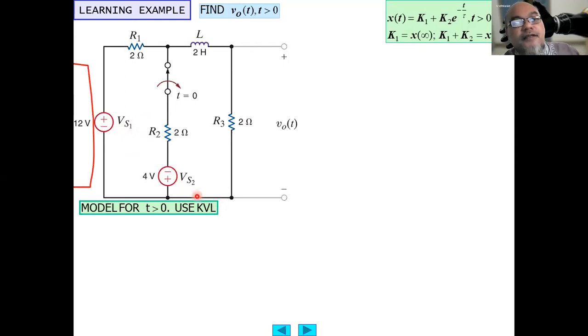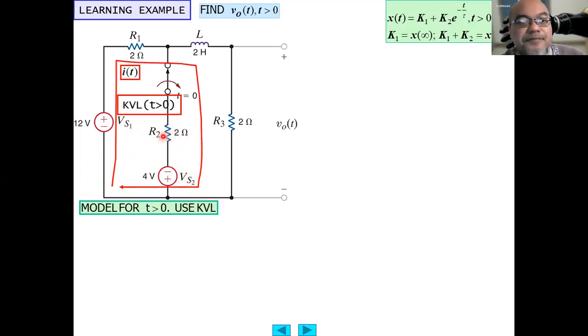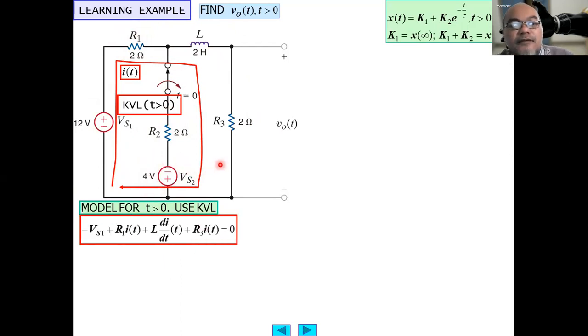Use KVL for t larger than 0. So this is switch off, so we only have the outer larger loop. The current flows through the 12-volt source, R1, L, and R3. So from here, using Kirchhoff's voltage law, we obtain minus VS1 plus R1 i(t) plus L di/dt plus R3 times i(t) equals 0.